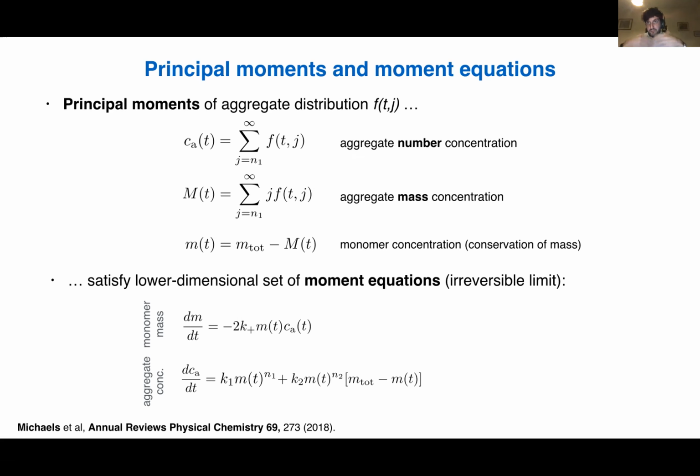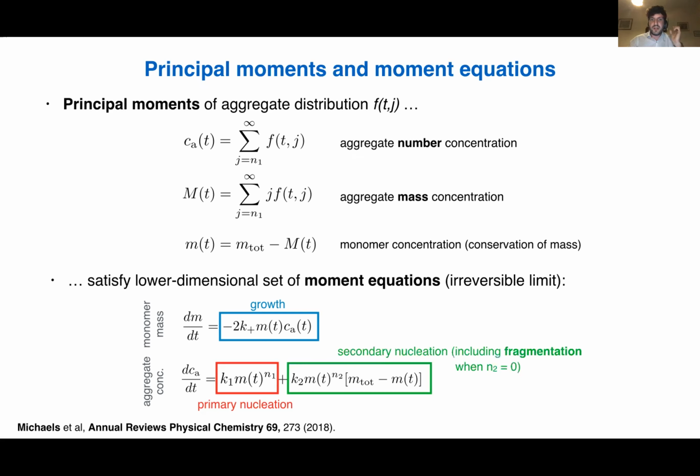And so these quantities, because of the summing of the master equation with size J, satisfy a lower dimensional set of equations, which we call moment equations, and are shown here below. So if you sum the master equation over J, you end up with this new set of equations, which have a very straightforward physical interpretation. So the first equation for dm dt tells you that you consume monomers because of the growth of existing aggregates. And the second equation tells you that you form new aggregates, so you change the concentration Ca, either because of primary nucleation or secondary nucleation.